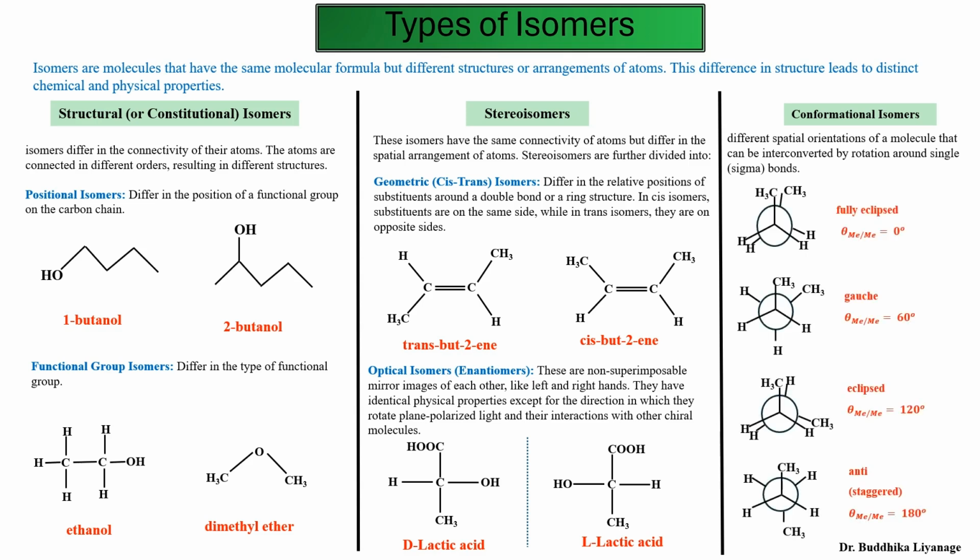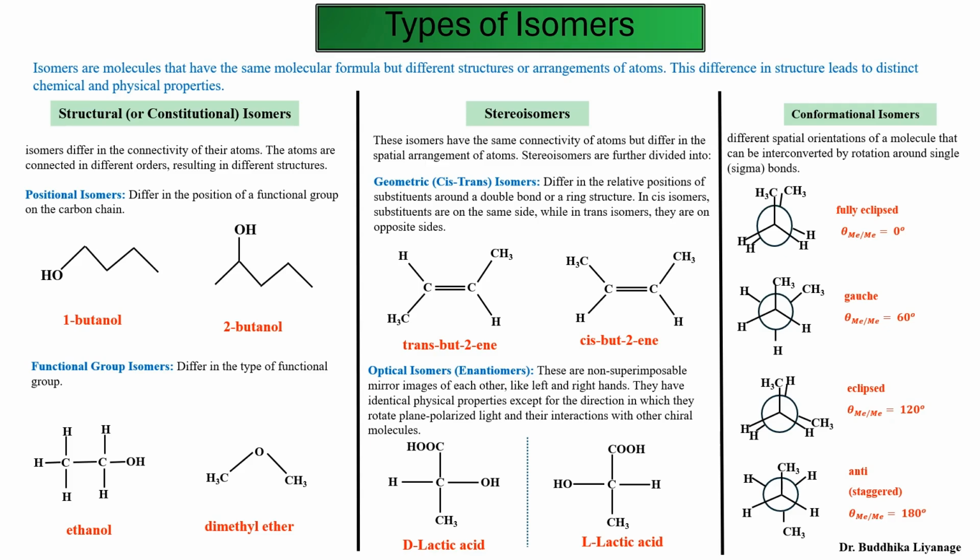These are Newman projections of butane. Newman projections are a common way to visualize conformational isomers. In this, butane has 4 conformations included on the slide: fully eclipsed, gauche, eclipsed, and anti, or what we call staggered conformation. If we rotate the C-C bond by 60 degrees, we can interconvert to each conformation.